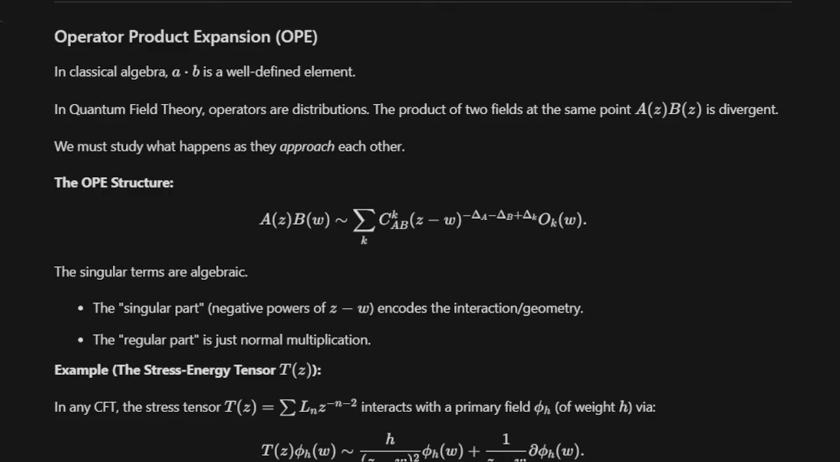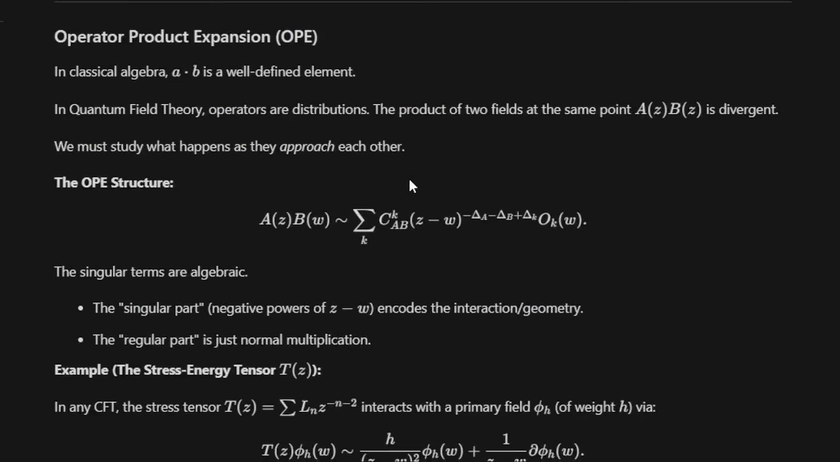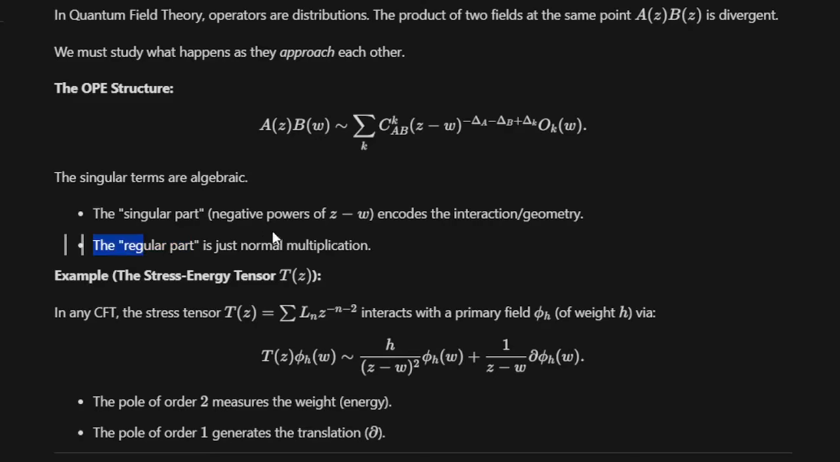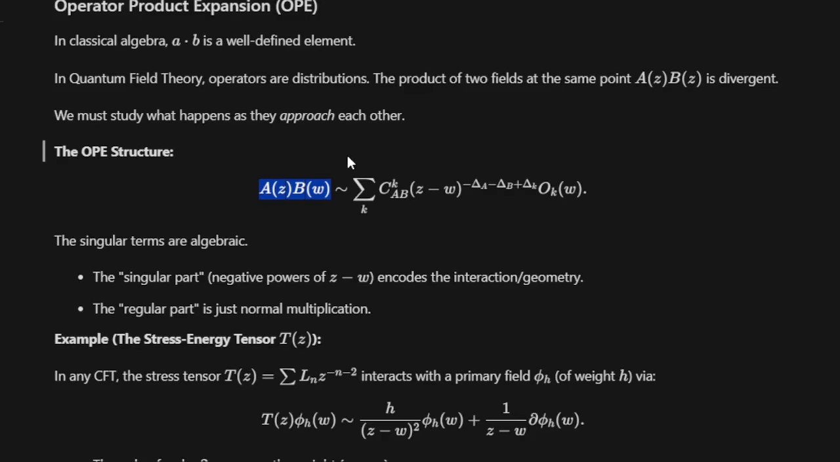Now let's look at the operator product expansion. So in classical algebra, A times B is a well-defined element. In quantum field theory, operators become distributions. So the product of two fields at the same point is divergent. We really need to study what happens as they approach one another. And this is what we call the operator product expansion. So if we have the product of two fields at a point equal to a sum over all of the elements of the singular part and the regular part, which just contains multiplication, and then negative powers of z minus w encode the interaction and the geometry of the two fields at that same point.